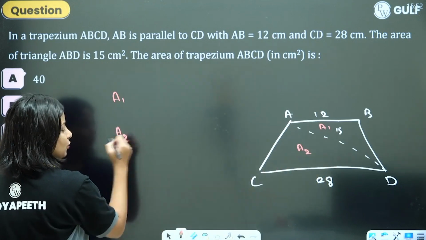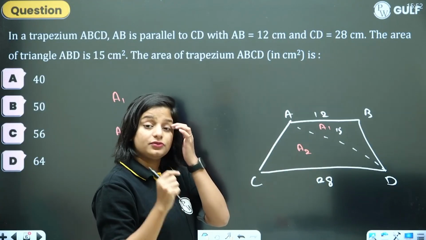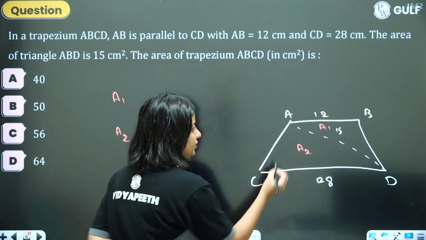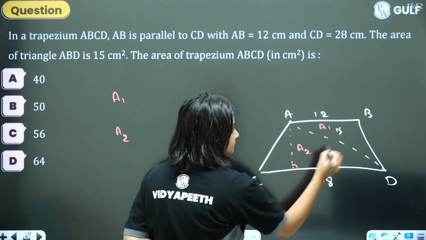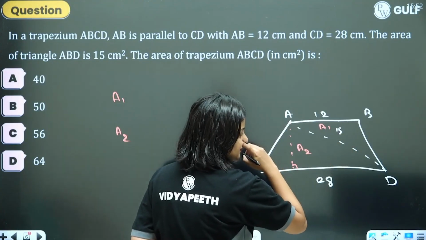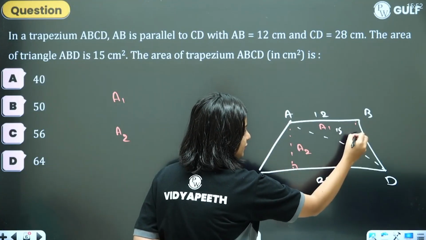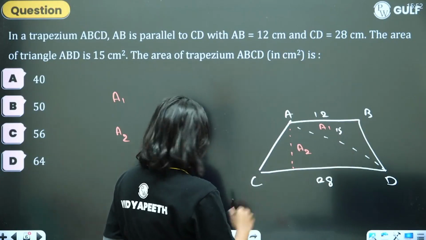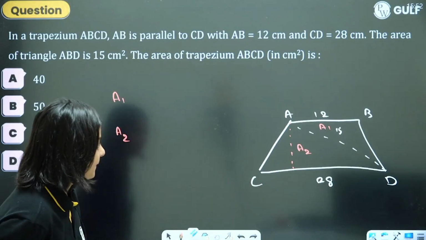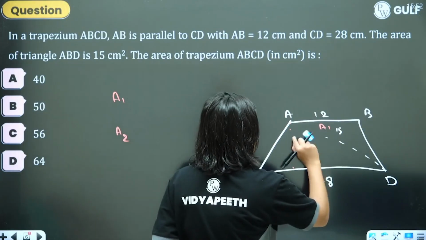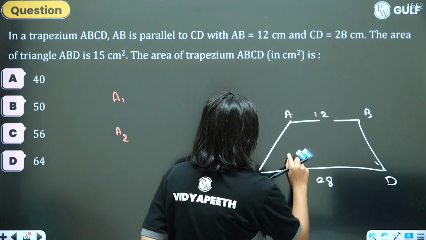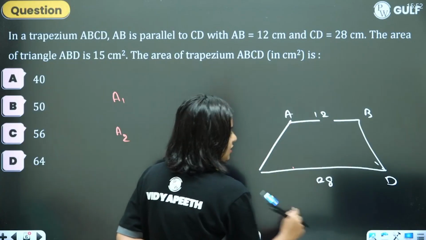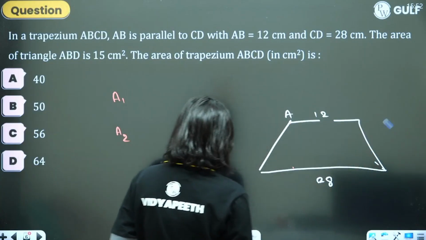A1, A2. What is different in those two triangles and what is same? Well, in both the triangles, the height is same. The height is going to be... let me give some different naming here, so you can see it is the same. It should not matter, but just for visual aid.